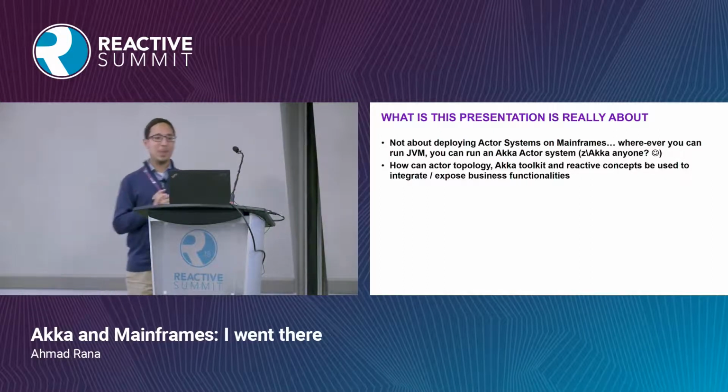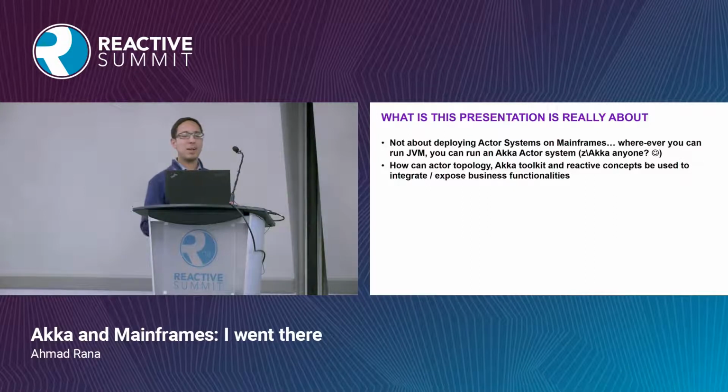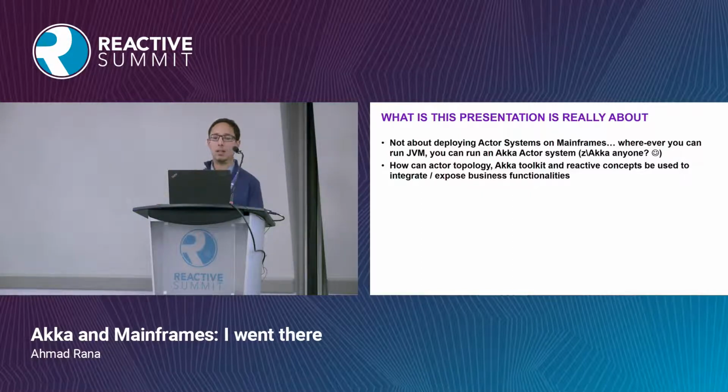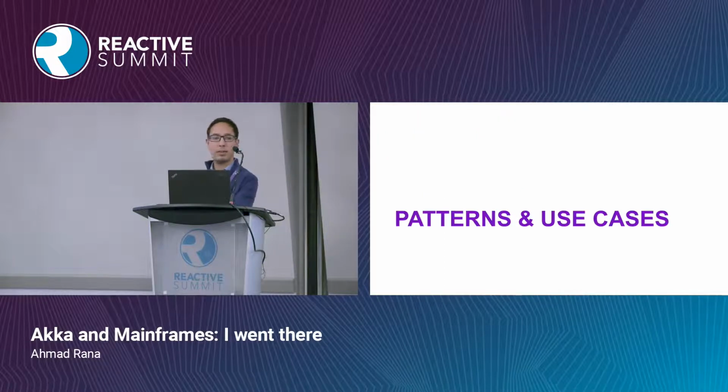Cool. So what I'm going to be talking about is how the Akka topology, and in particular the Akka toolkit, which is one of the main implementations of the Akka topology and the Akka concepts, along with other reactive concepts from the manifesto and from general principles, can be used to integrate or flush out or expose business functionalities that have long been on the mainframe. So I'm going to go ahead with some patterns and use cases.